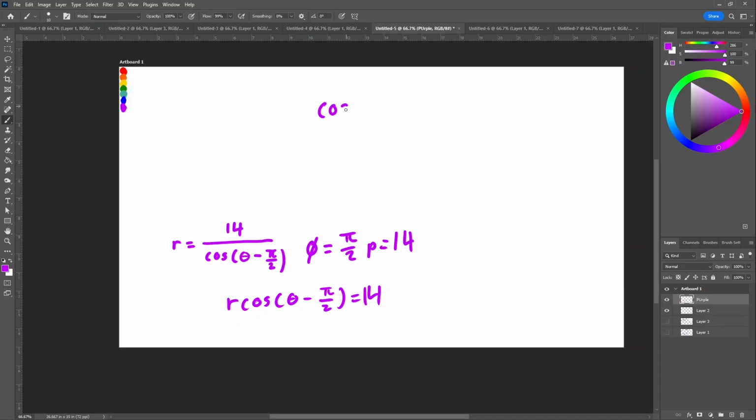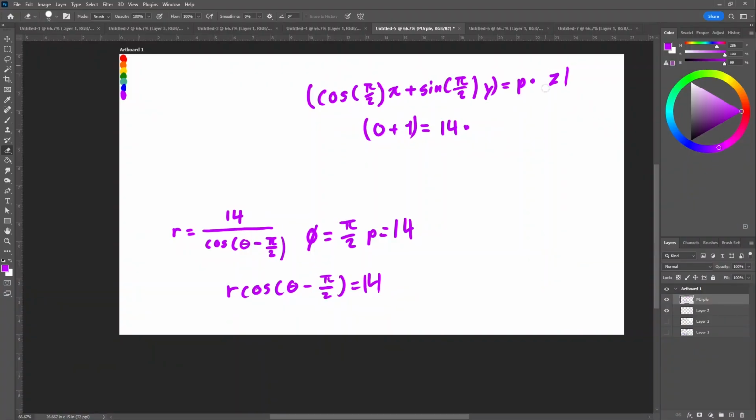So we could do cosine of pi over 2 times x plus sine of pi over 2 times y is equal to... I also made a little bit of a mistake in my notation. It's a small mistake, but we're almost there. So we left off converting all this into coefficients. Cosine pi over 2 is equal to 0, and sine pi over 2 is equal to 1. So we get y is equal to 14, and that would actually be our answer.